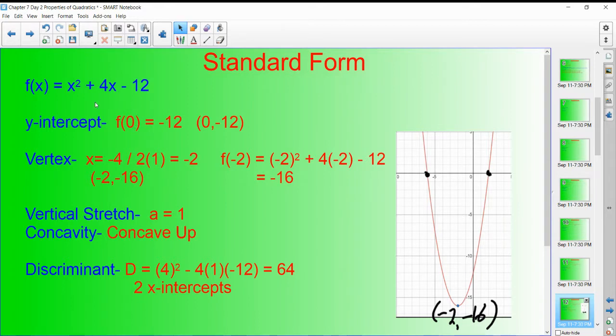So standard form, yeah, I will write this down. Standard form, very easy to find the y-intercept, very easy to find the vertical stretch, great for finding the discriminant, okay for finding the vertex. Vertex in this form is a little more challenging, but we could still do it. That's what standard form tells us.